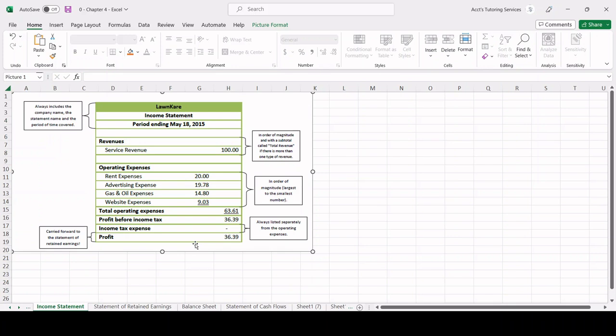The more you do it, the better off you are, because once we actually have a bunch of accounts listed, we're going to have to prepare these statements from scratch. So knowing the formatting is very key.